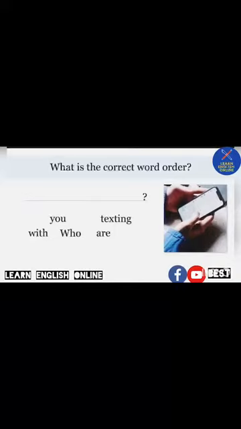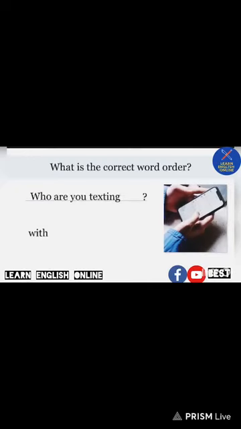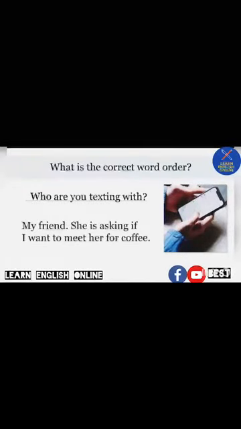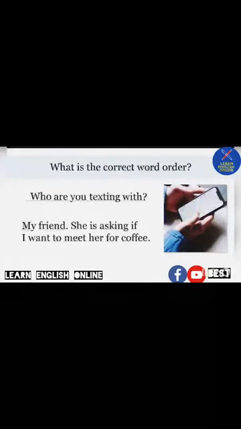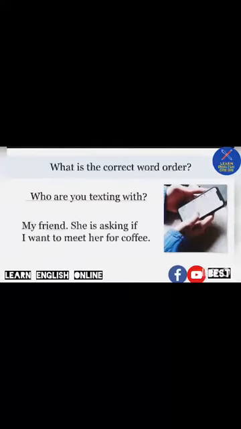What is the correct word order to make a question? And I'll give you a hint. The last word is with. Who are you texting with? My friend. She is asking if I want to meet her for coffee.